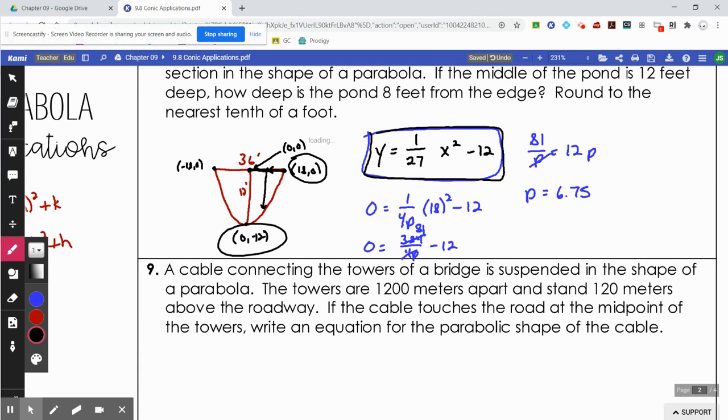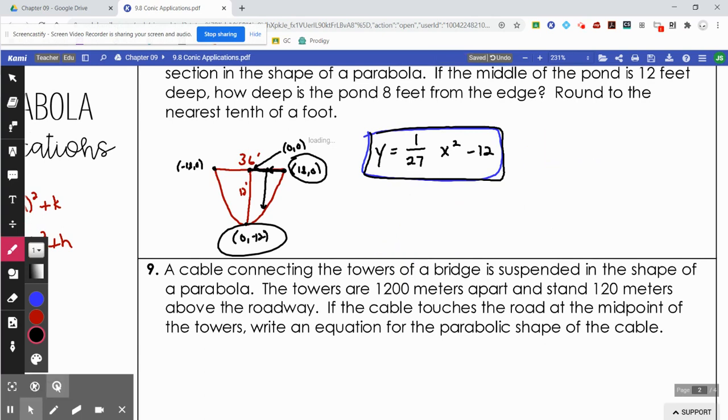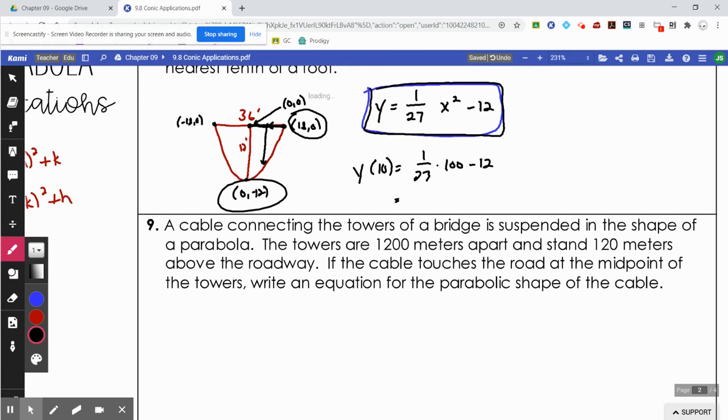So now all we have to do, let me clean this up a little bit. So all we have to do now is plug in an x value of 10. So we're going to find y of 10. That's going to be 1 over 27 times 10 squared is 100, minus 12. 1 over 27 times 100 would be 100 over 27 minus 12. And I'm just going to type that in. That's going to give me a y value of about negative 8.3. So that's my y value when x is 10. So at x equals 10, we go down 8.3. So that's going to be how deep it is, about 8.3 feet deep.